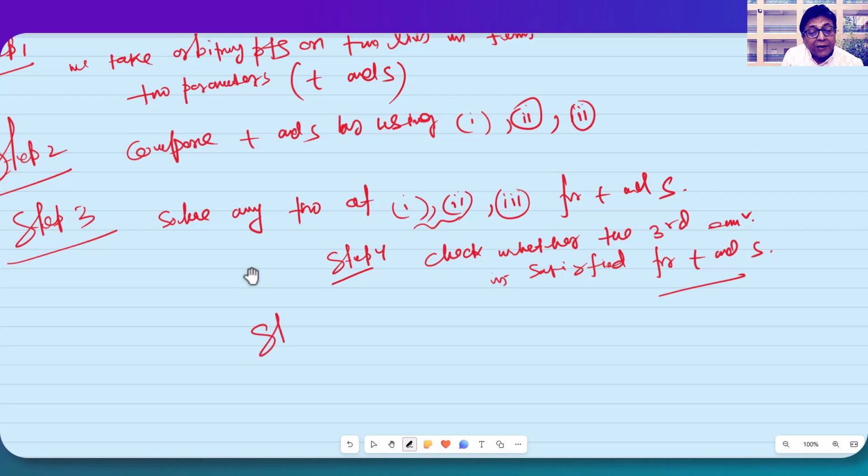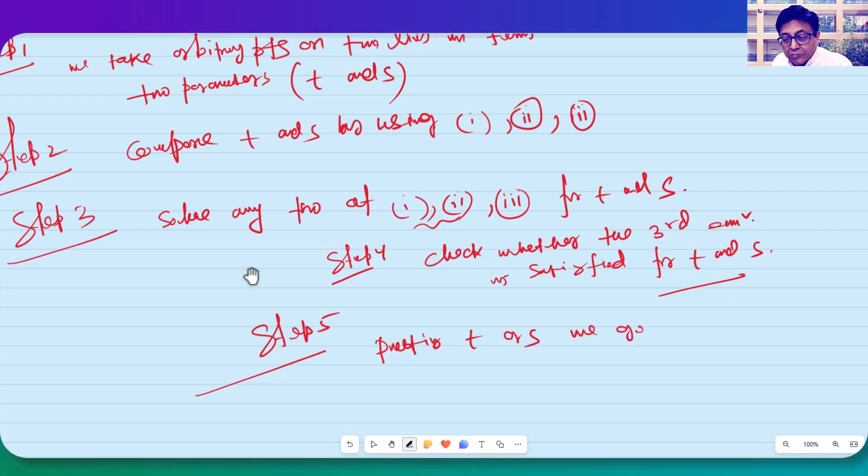Then step 5. That point of intersection you get by putting t or s. Putting t or s, we get the point of intersection. Going to show you one example here on it.